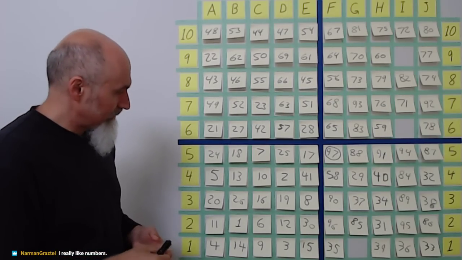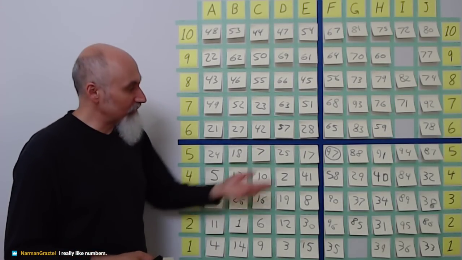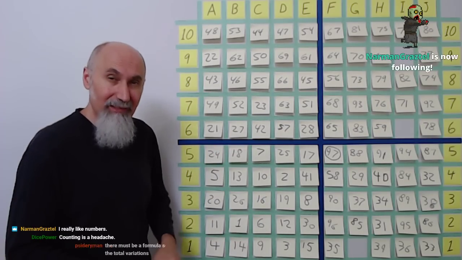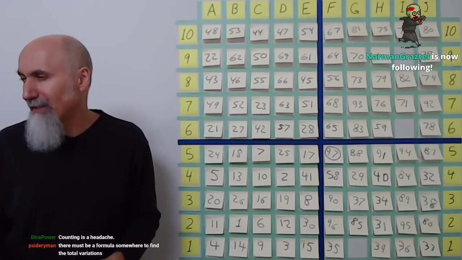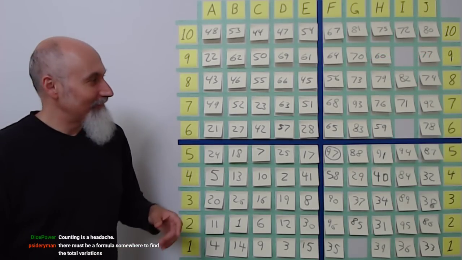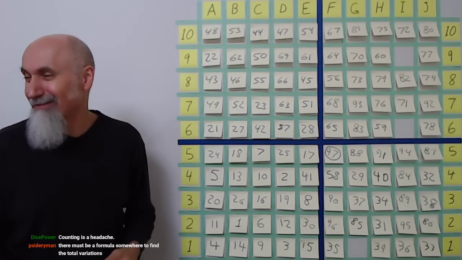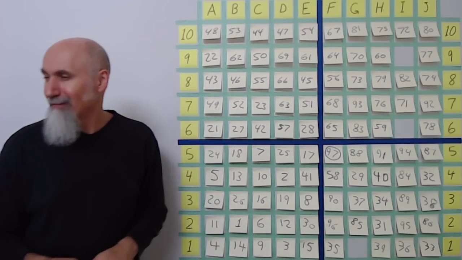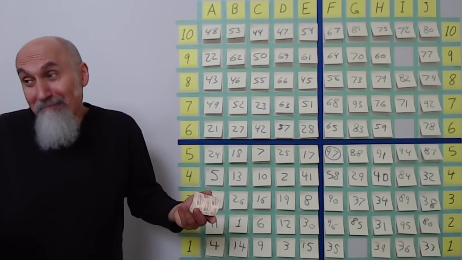97, not bad. Really. We've done way worse than 97, and there's only 3 possible solutions better, and the best we've done was 99, right? So that's not bad. Counting is a headache. You don't really have to count. You just have to go one more. Well, I guess that's counting, right? But you have indicators telling you where you are, right? So there must be a formula somewhere to find the total variations.